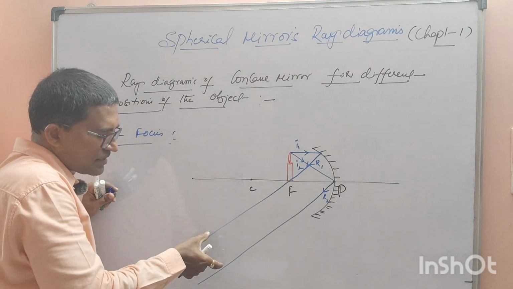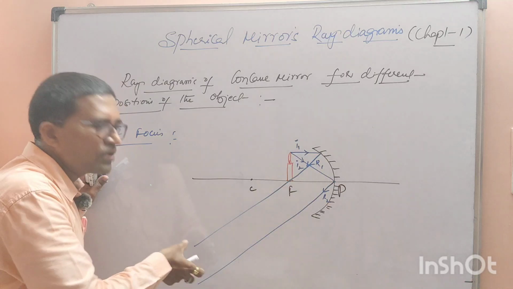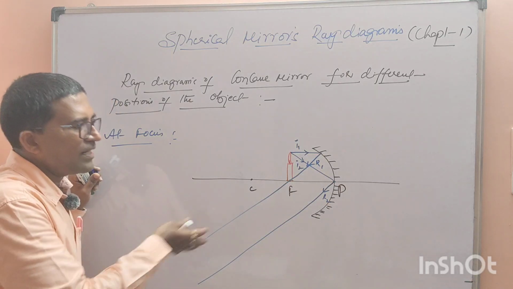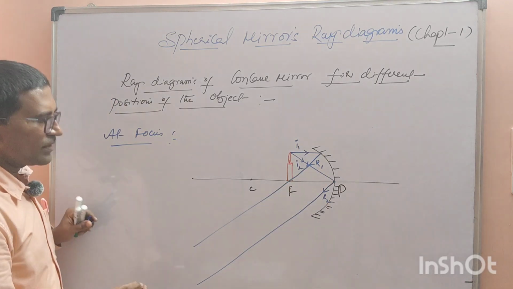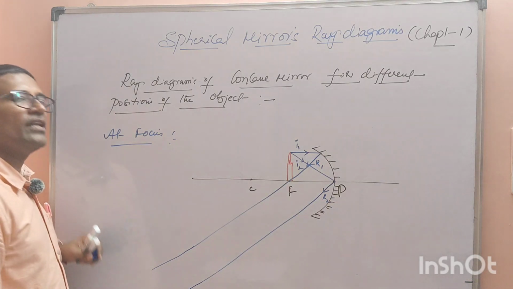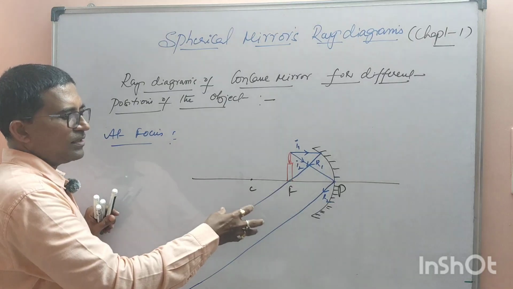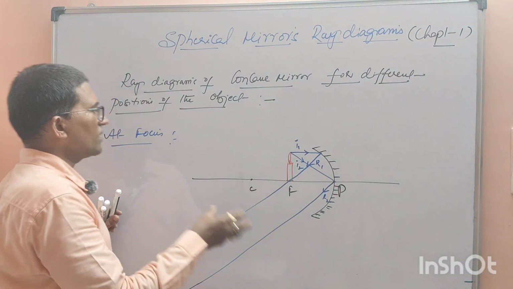Now, did you observe, are they meeting here? No, they are not converging. They are propagating parallel to each other, and they will travel an infinite distance. So you can consider the image is formed at infinity. The image is formed at infinity. This is a very easy way of drawing this ray diagram for the object at a focus.